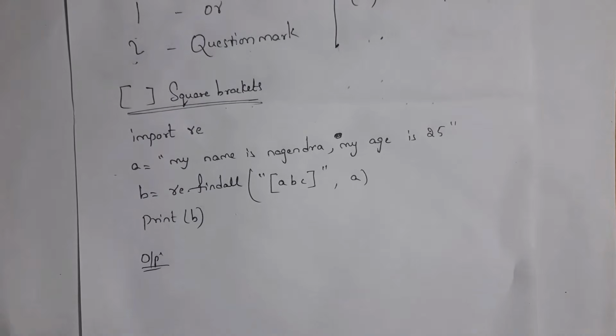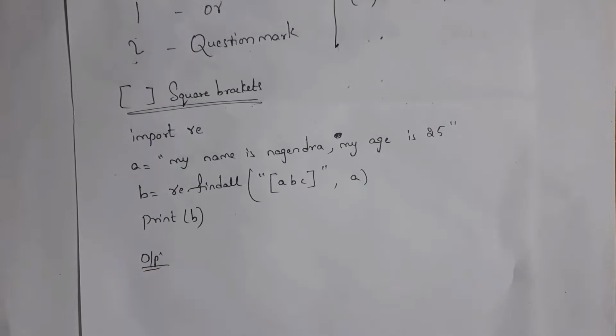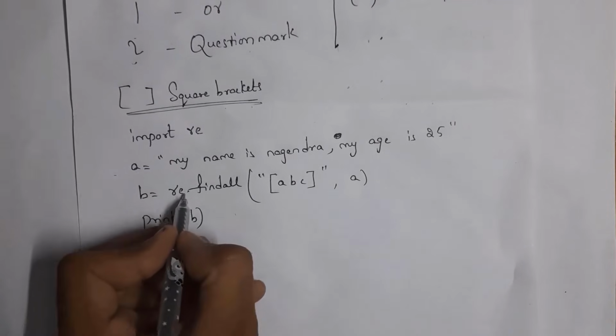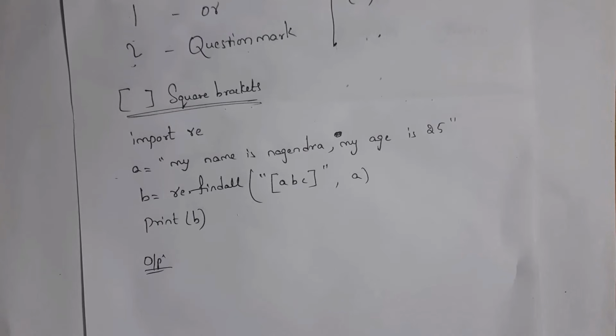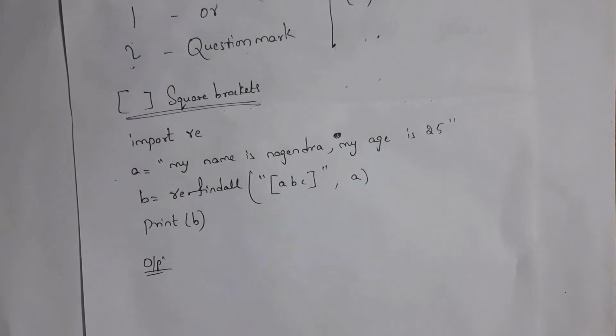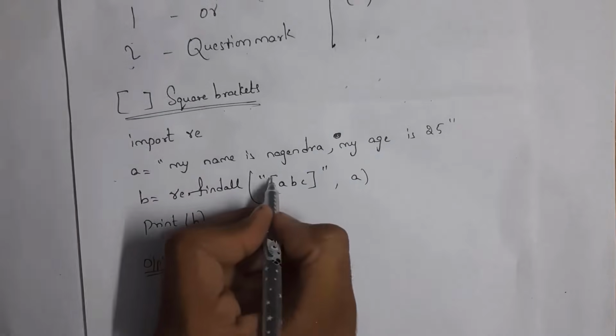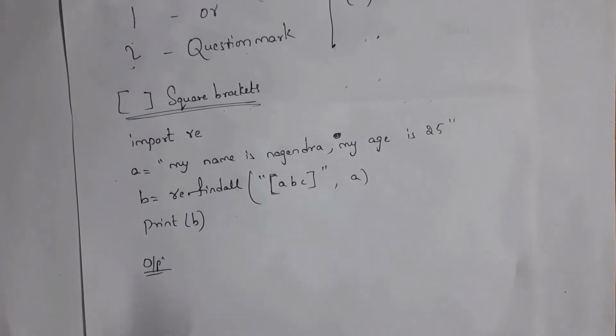This is an example. At first I wrote import re, and I wrote a equal to "my name is Nagendra, my age is 25". And next I wrote b equal to re.findall. I am taking the findall function here. Guys, for all special sequences and meta characters, you can use the findall function. Inside brackets, I am applying the pattern. That is, inside square brackets, I wrote abc. Don't give space, just write abc.